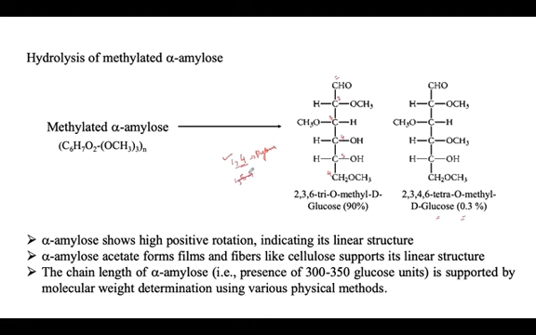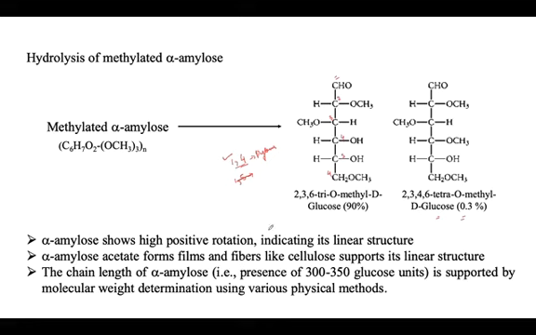The second thing is that when 0.3% of 2,3,4,6 tetra-O-methyl D-glucose was formed, it confirms that alpha amylose must have a chain of 300 to 350 glucose units, and that was supported by molecular weight determination using various physical methods. Then again, this molecule has a linear structure.